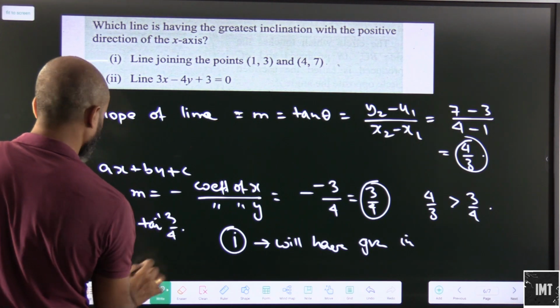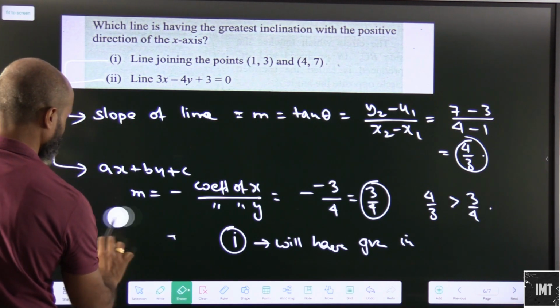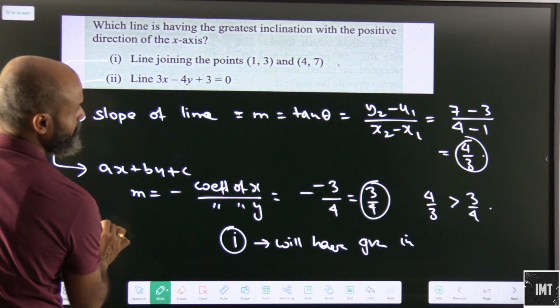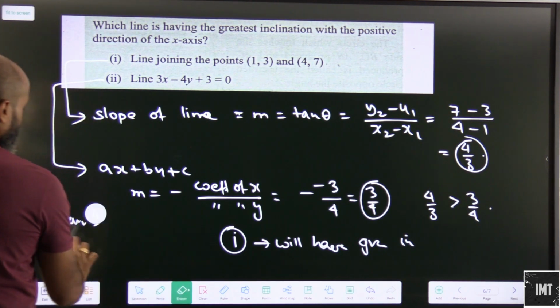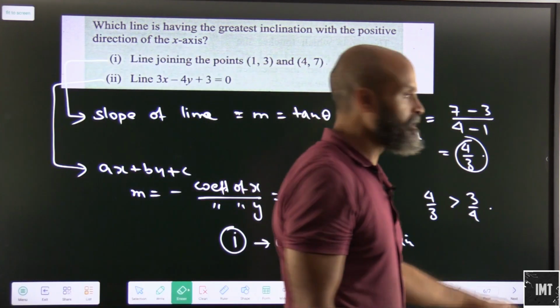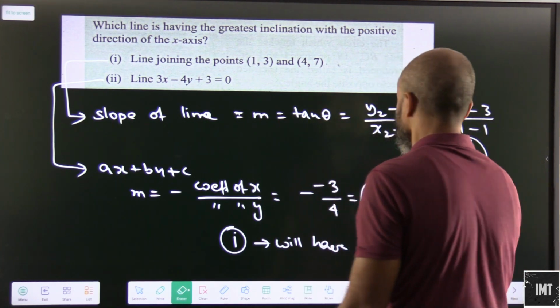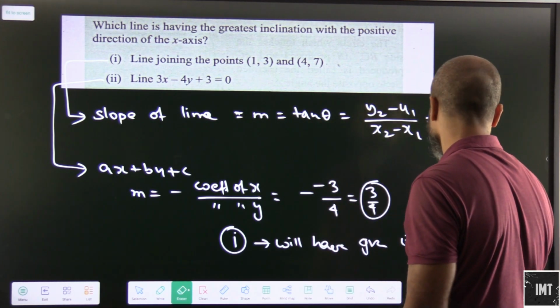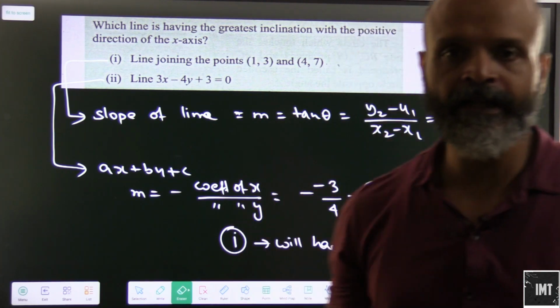Tan of 4 by 3 will be greater than this. Okay, tan is an increasing function, so that will be how it is. So tan of theta will be greater than tan of theta dash. Okay, let's move on to the next slide here.